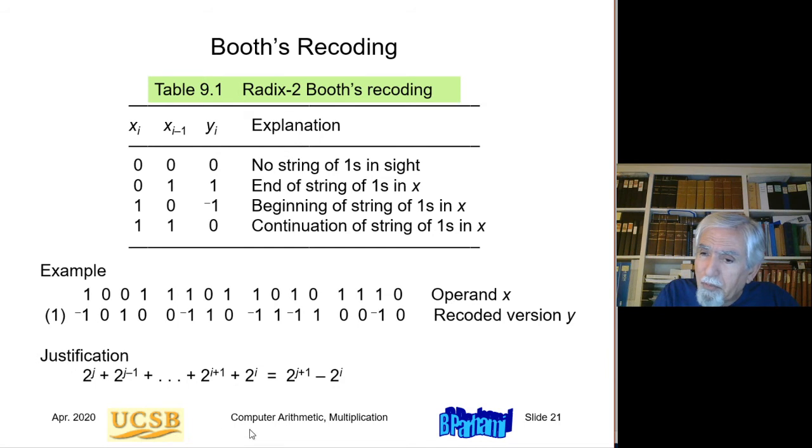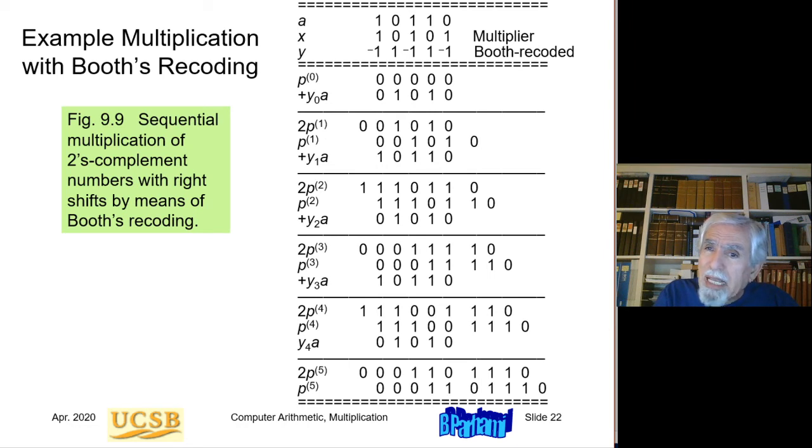Notice that in this example, actually, Booth recoding has made things worse. Here I had a 1, so there was an add. That 1 has been replaced by an add and a subtract. This 1 has been replaced by that. So don't worry about that. We don't use Booth recoding in this form anymore. We'll see how we use it later on. So this is an example of Booth recoding. X, the multiplier, has been recoded as Y, the Booth recoded form. And then we follow that process: subtract, add, subtract, and we get the correct result. Okay?